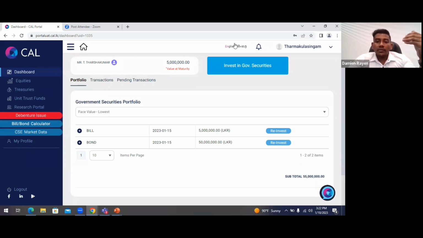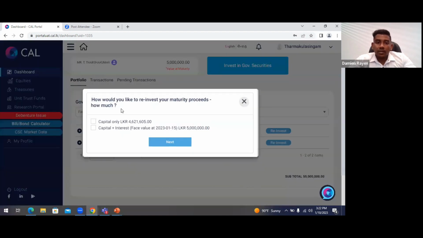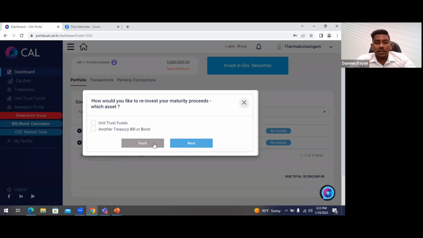But here on the CAL portal, we have given you the option where, a week before the maturity, you have the option of reinvesting the maturity at your preferred rate and tenor. So you can go to this reinvest option, which will give you the option to reinvest your capital only or capital plus interest. You can decide the way you want to invest this, and you can pick the investment as well.